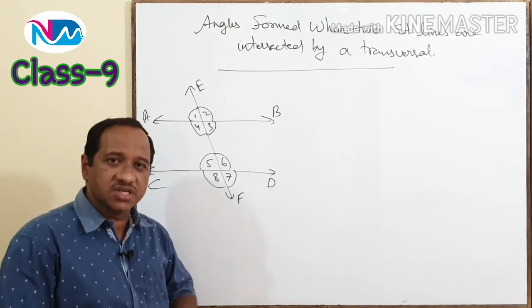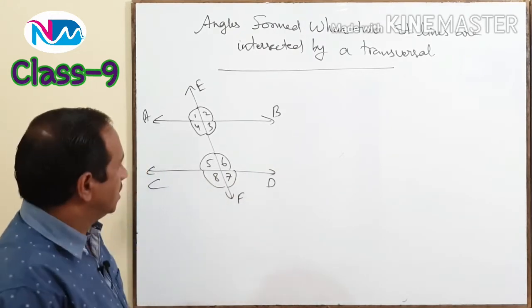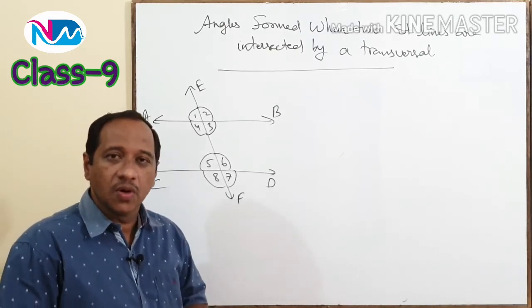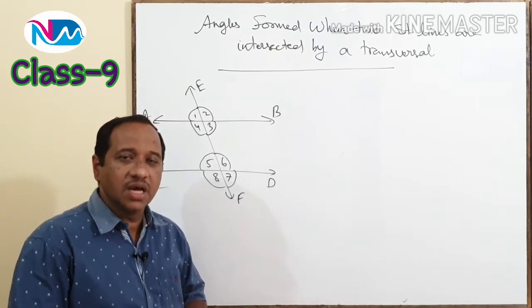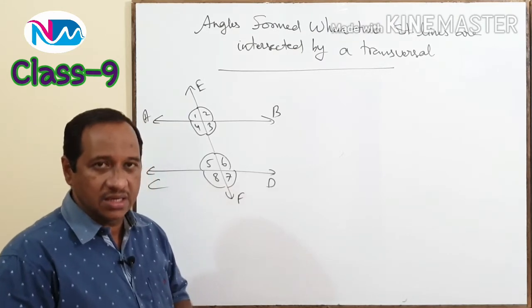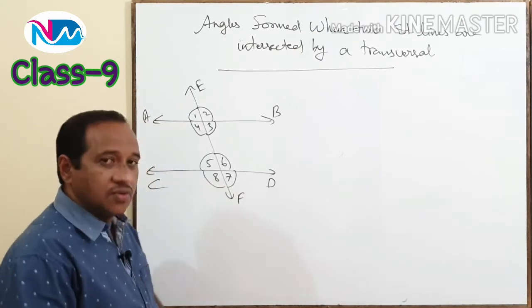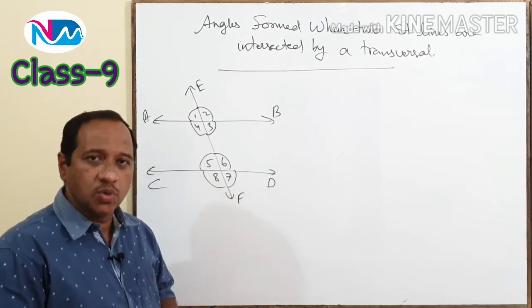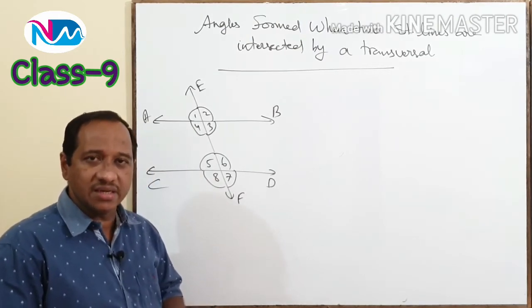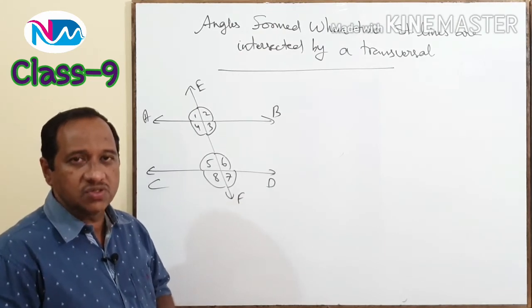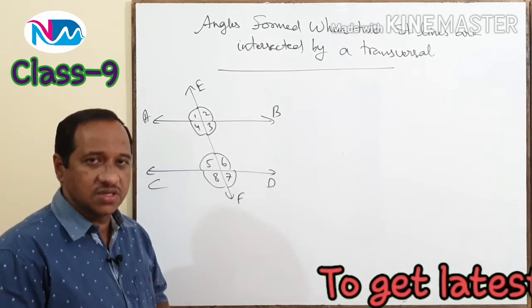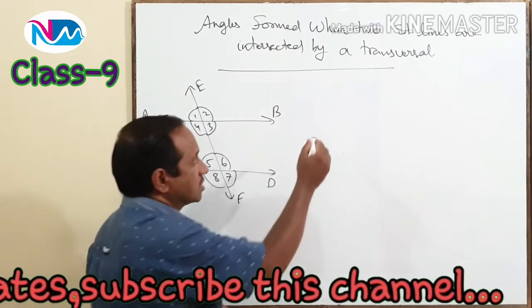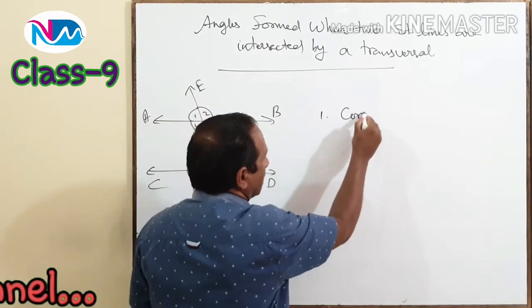With respect to the positions of these angles, we classify them into corresponding angles, alternate interior angles and co-interior angles. In the figure, we have 4 pairs of corresponding angles, 2 pairs of alternate interior angles and 2 pairs of co-interior angles. So these angles are numbered. So here I will write what are the corresponding angles.